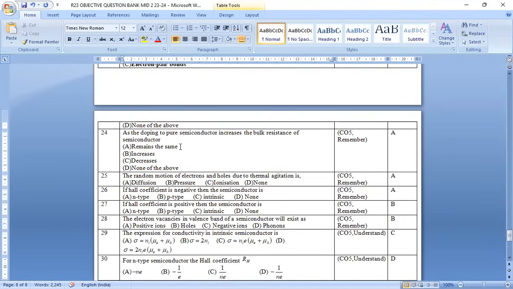Doping to pure semiconductor increases the bulk resistance of the semiconductor: remains same, increases, decreases. No. Doping to pure semiconductor increases the bulk resistance. No, it decreases. Option C.